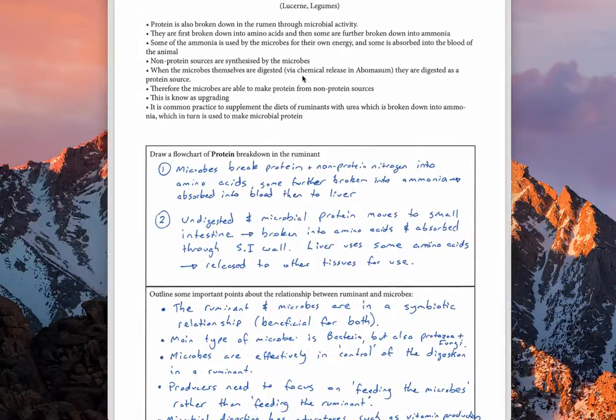Non-protein sources are synthesized by the microbes. This is one of the unique features of microbes in the rumen: they can create protein from non-protein sources, because the microbes themselves end up getting digested later on when they die after a couple of days, and they become a form of protein, even though they've been eating non-protein sources. One of the examples is urea, which we'll talk about later.